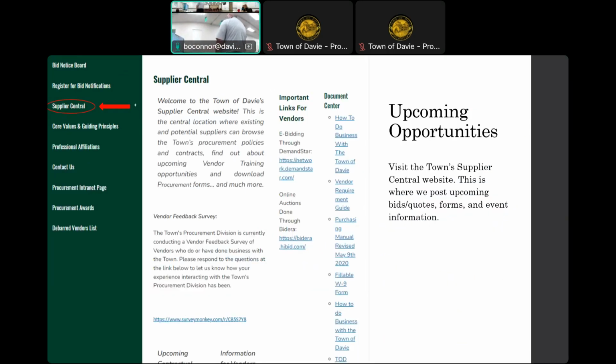Our webpage will be pointed to OpenGov, which is the solution we'll be going to. It'll be pointed there, and you'll still be able to access all of the information through that.